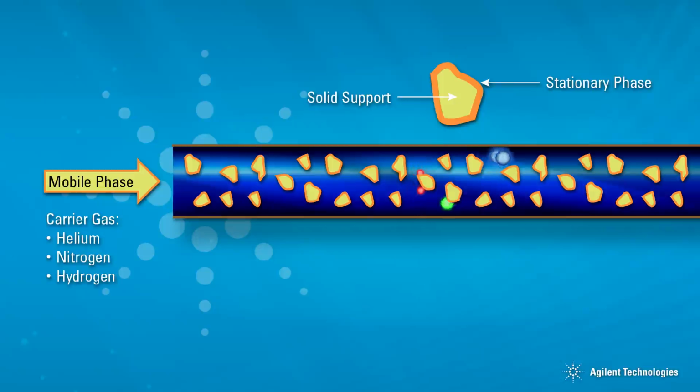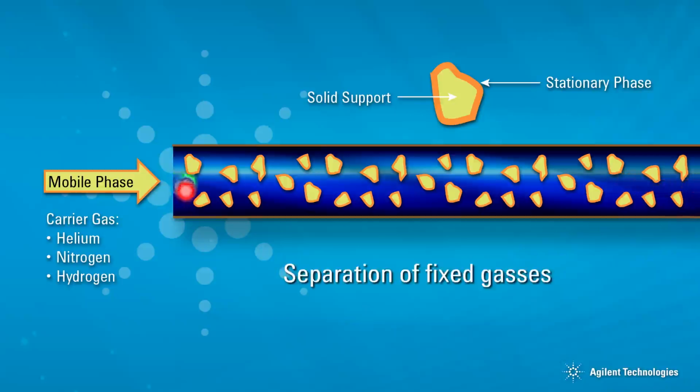Packed columns require much higher carrier flow rates than capillary columns, in the range of 20 to 60 milliliters per minute. There are some specific applications, especially separation of fixed gases, where packed columns are still used.